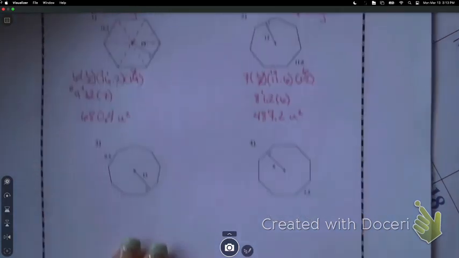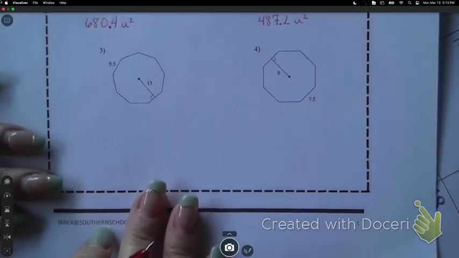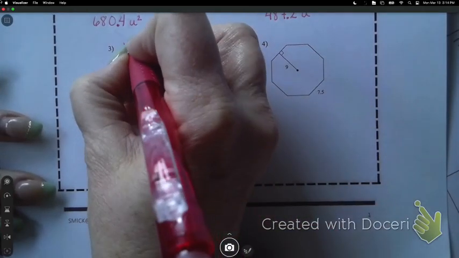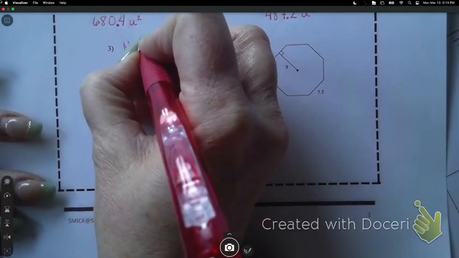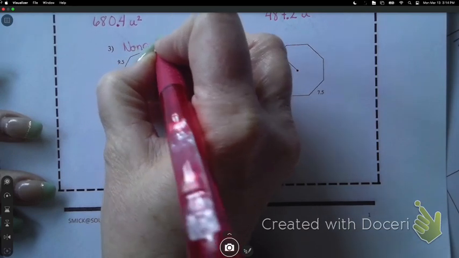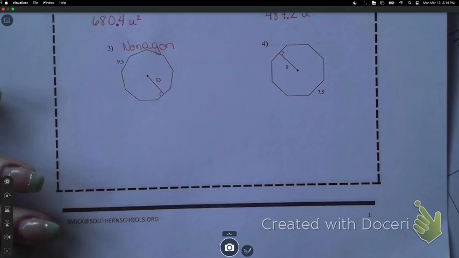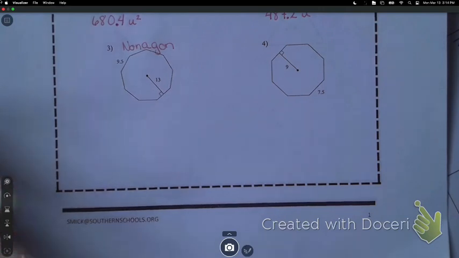So what's my next shape? It's 9, so it's called a nonagon. Are you requiring it on the test to write the name? Yes, I am. Because you should know the names of everything.